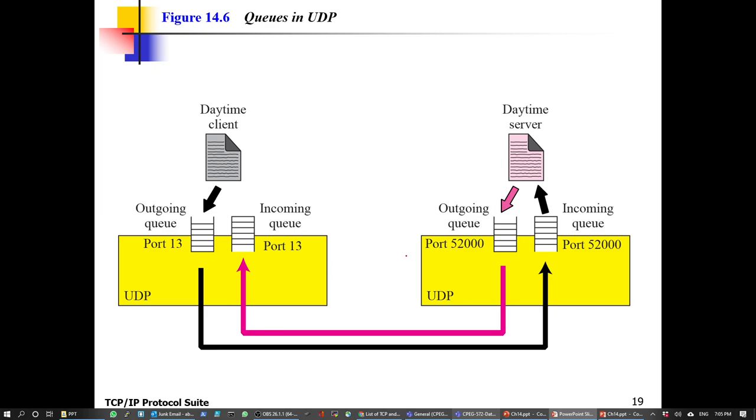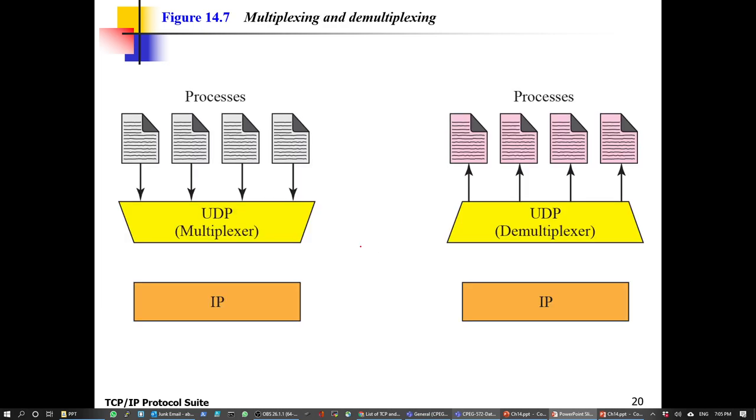Then the last thing is multiplexing and demultiplexing. So usually when you have a UDP multiplexer, multiple processes are running. Think about your browser, internet. You open the browser five times. This is five processes of the same process. So you could have FTP, or TFTP, which use UDP. So you could have five sessions or five processes, and all of them need to go through UDP.